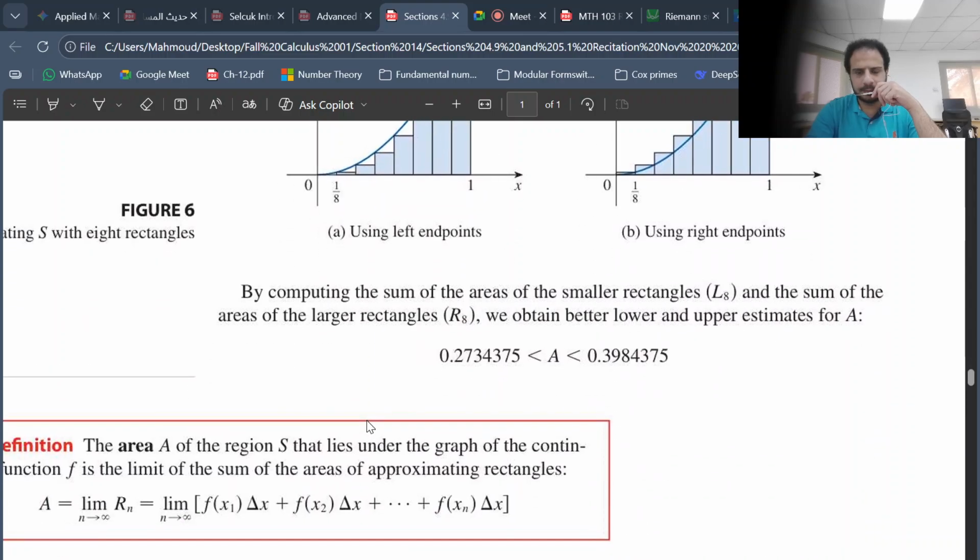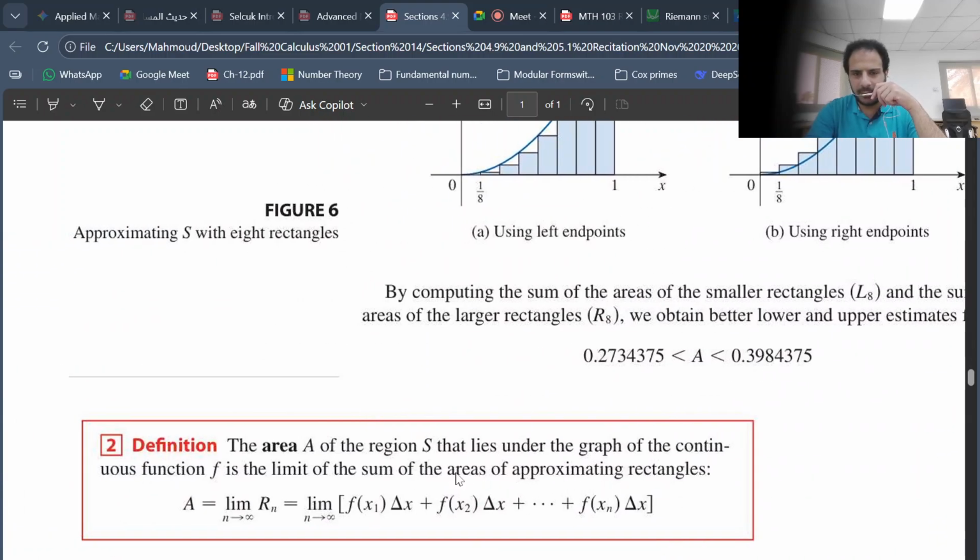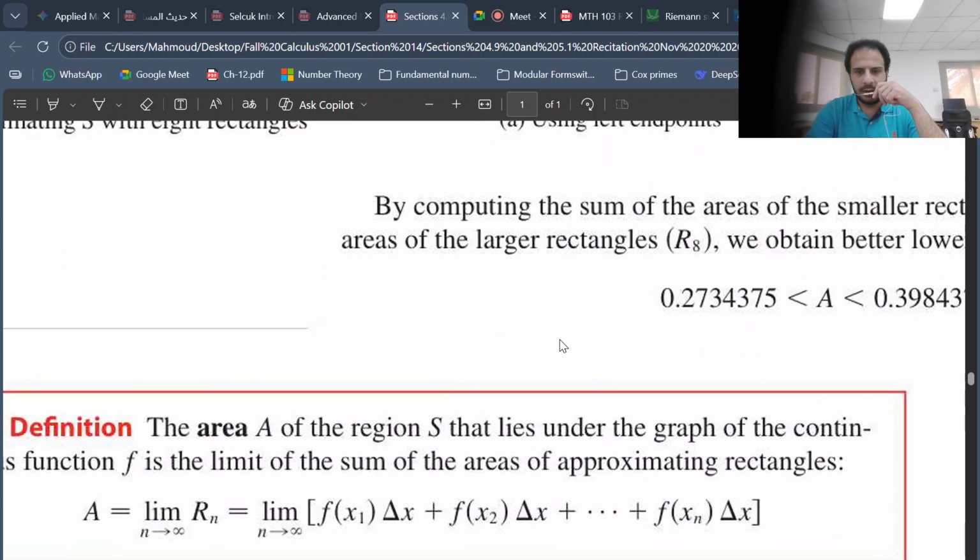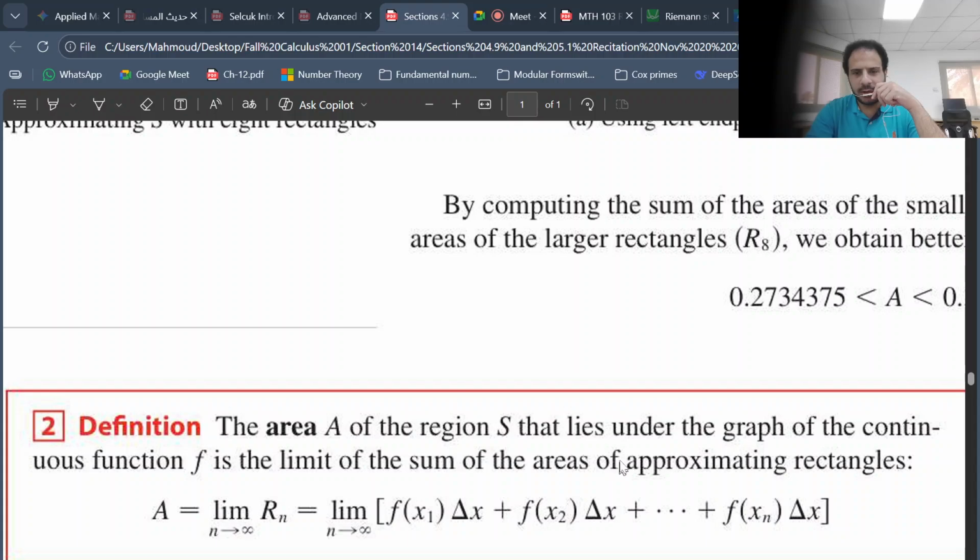Now, more generally, you have this formula. The area A of the region S that lies under the graph of the continuous function f is the limit of the sum of the areas of approximating rectangles. So here we have A equals limit Rn as n goes to infinity. So when the number of rectangles goes to infinity, you get the exact result of the area.